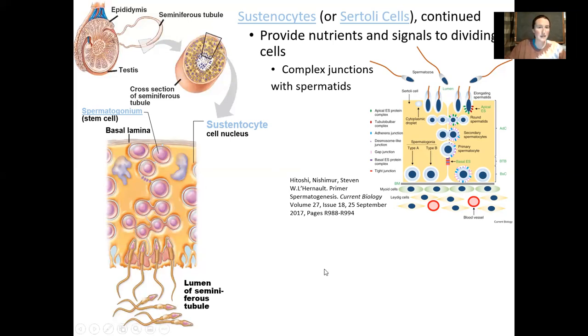So the cells undergoing meiosis, right? The primary spermatocyte is undergoing meiosis to create 4 sperm. Those cells there are in the adluminal compartment, and the stem cells are in the basal compartment.